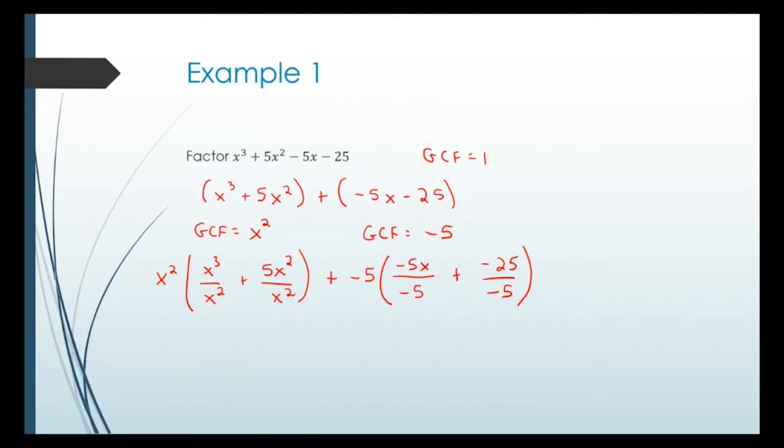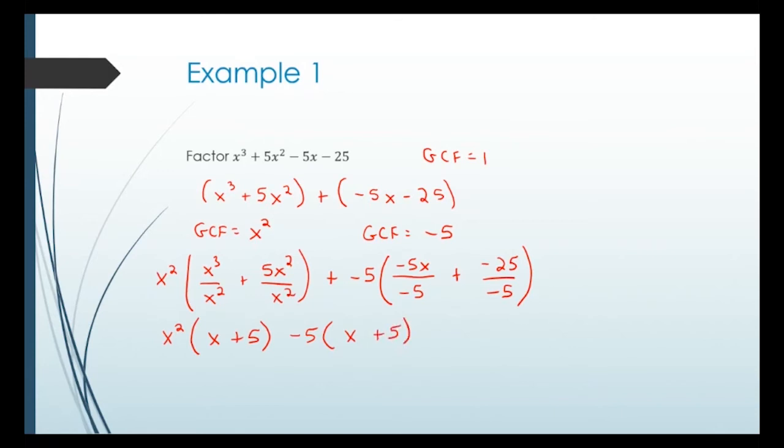Now that I've written this, I need to simplify inside each set of parentheses. I have x squared outside, and when I subtract the exponents, x cubed over x squared gives me an x. And then my x squareds cancel and I'm left with 5. Now I'm going to just write this plus negative 5 as a minus 5. And negative 5 divided by negative 5 is 1, so all I'm left with is an x. And then negative 25 divided by negative 5 is a positive 5.